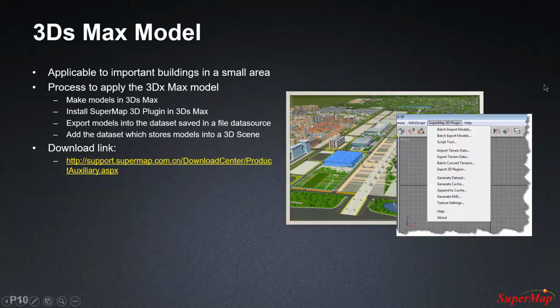So let's talk about the 3ds Max model. Now this is applicable to important buildings in a small area, as opposed to what we saw in the previous slide. What we do with the 3ds Max model is that we create a very detailed model in the 3ds Max software for a land feature, a building, etc. that is considered to be important. And then we can install the Supermap 3D plugin within 3ds Max to export those models, and then we can import them and use them in our scene in our desktop.